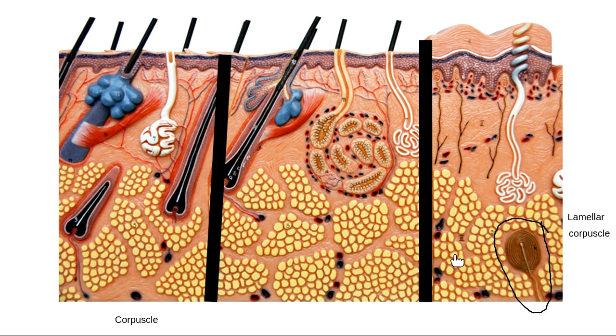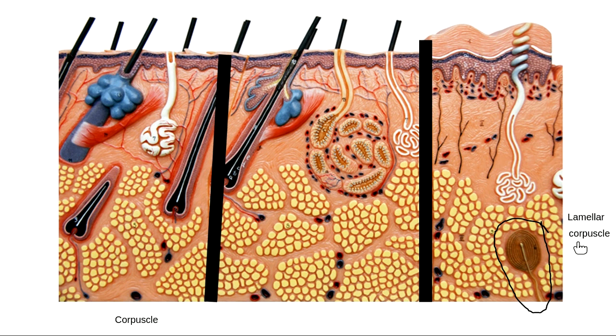What's in the hypodermis? Yeah, adipose. So we're surrounded by adipose down here. That means we're down here in the hypodermis layer. So lamellar corpuscles are really deep in the skin. Lamellar corpuscles help us to detect pressure.